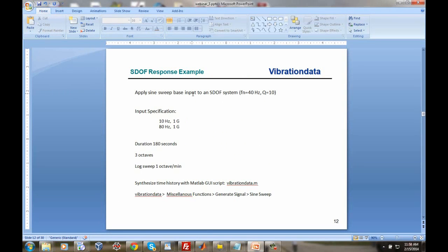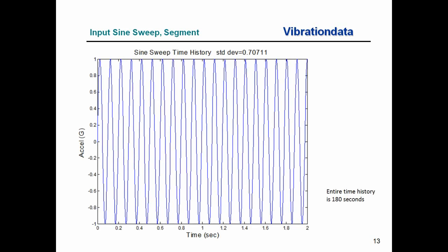We're going to apply this sine sweep as a base input to a single degree of freedom system, and it's going to have a natural frequency of 40 Hertz and a Q value of 10. So how will our single degree of freedom system respond? Let's see what the next slide shows for us.